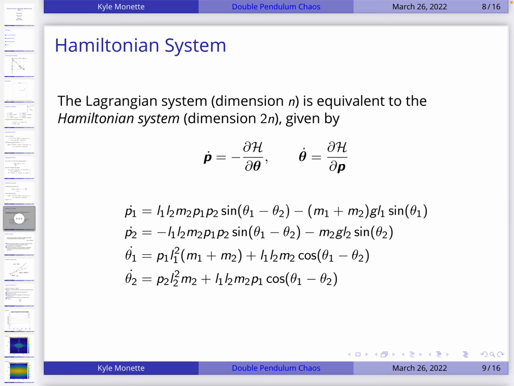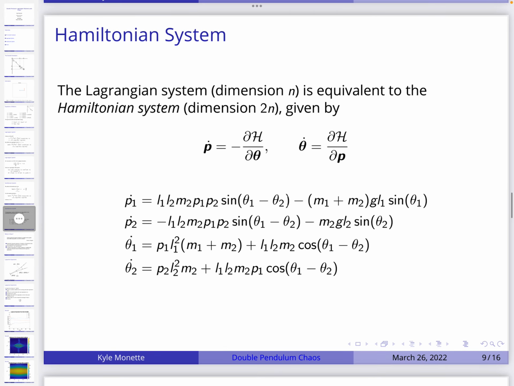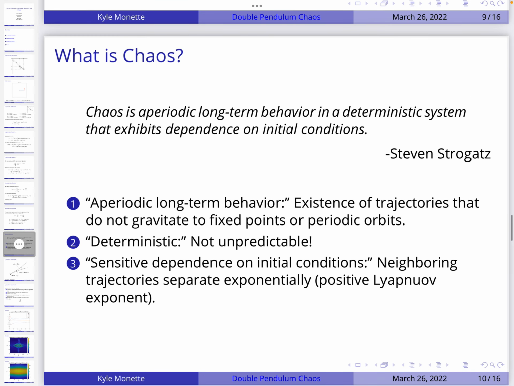And these are actually equivalent. So the Lagrangian system, which had dimension 2, is equivalent to the Hamiltonian system at dimension 4. And we can use these conversions. And this gives us 4 first order differential equations in terms of the generalized momentum and the position, velocity rather. And if you simulate these specifically for theta 1 and theta 2, you will get the same result as the simulated Lagrangian system.